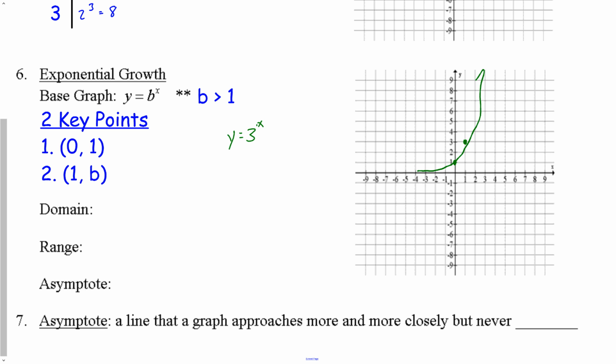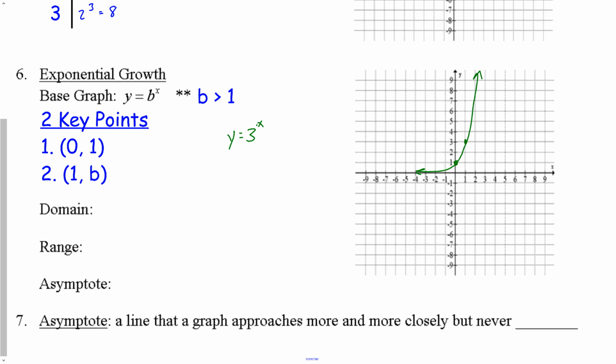It curves up. Holy cow, that's bad. Try this again. It curves up and away from the x-axis, and as it approaches the x-axis, it actually just gets really close. It never should intersect. It never should cross the x-axis.